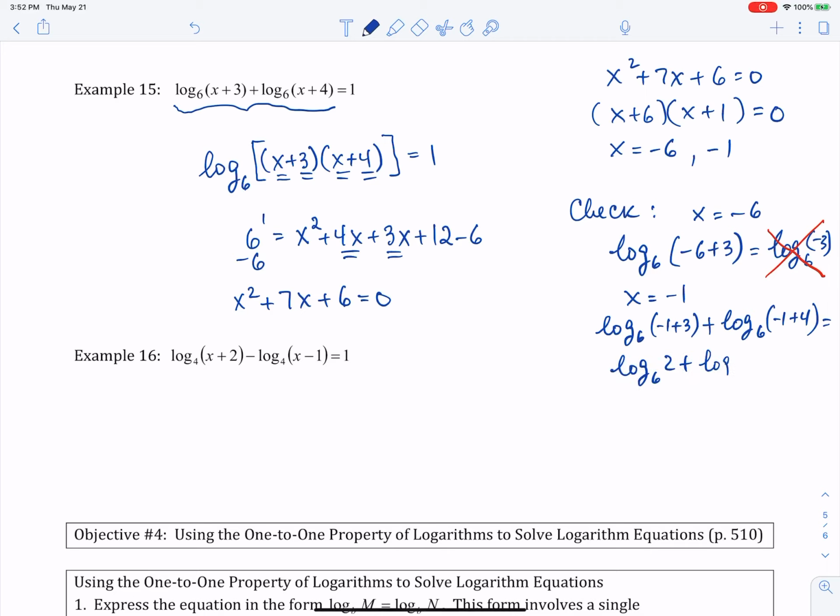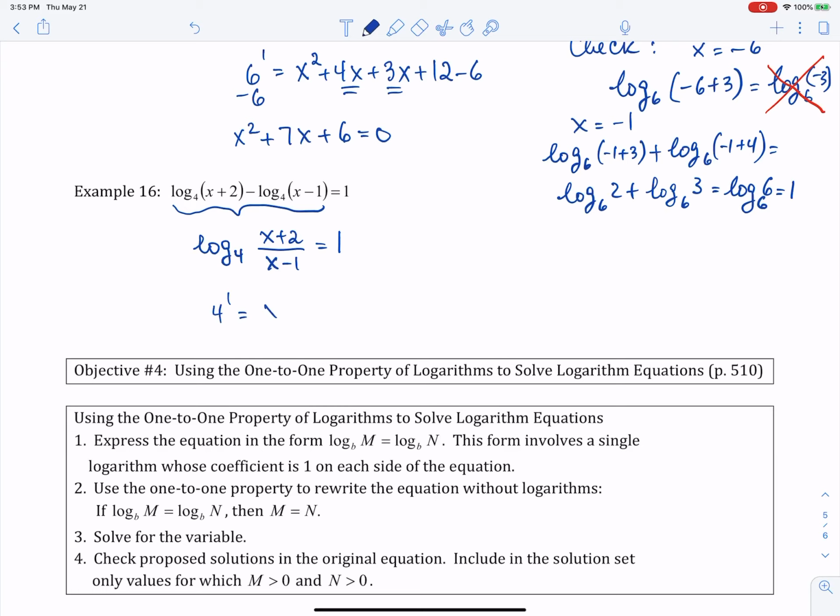One example with subtraction of logarithms, we can combine them again through properties of logarithms. This is logarithm base 4 of the quotient of x plus 2 and x minus 1 to be equal to 1. And then again we use properties of exponents. 4 to the 1 is equal to this fraction. We're going to multiply both sides of this equation by x minus 1 to free the denominator.